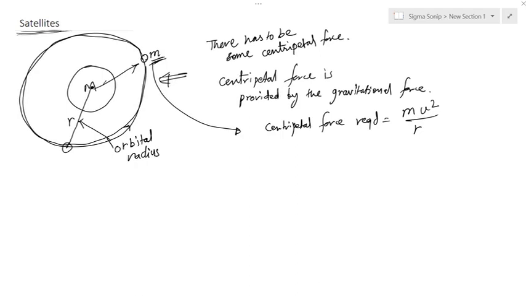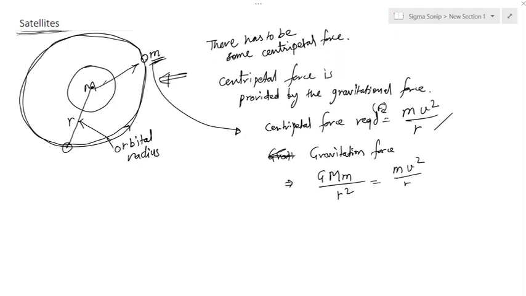So your gravitational force is equal to Fc here. So gravitational force is providing the centripetal force. So they will be equal. So what we have here is gravitational force is G capital M small m divided by r square, and this is my centripetal force. They're equal.